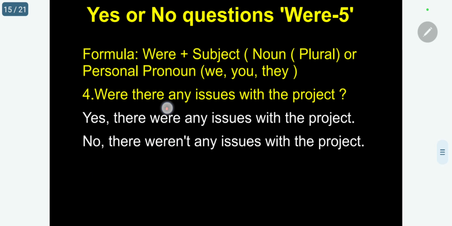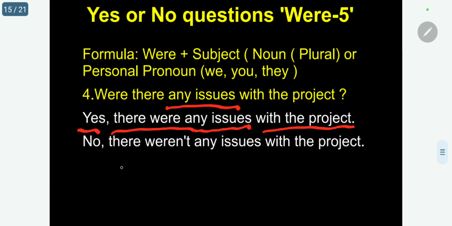Were there any issues with the project? Were there any issues? It is plural now. Any issues with the project? The subject is plural now. Then, yes, there were issues with the project. Or simply we can use, there were issues with the project.